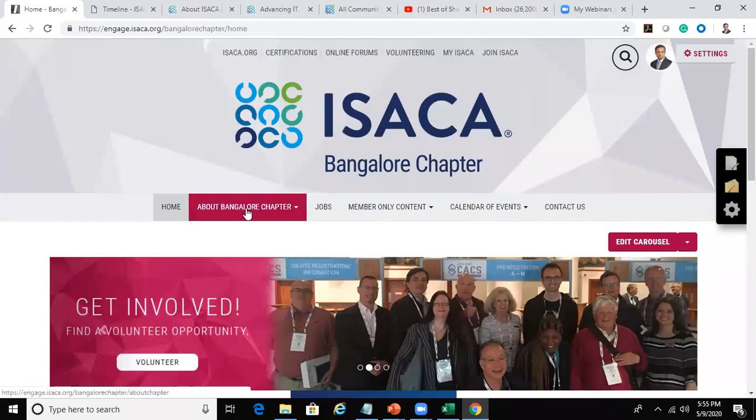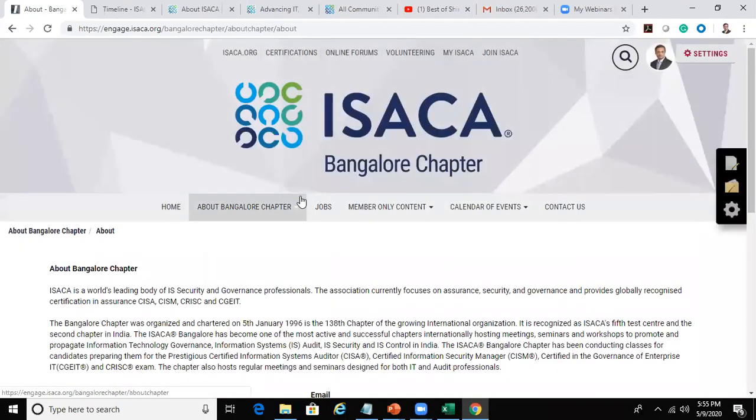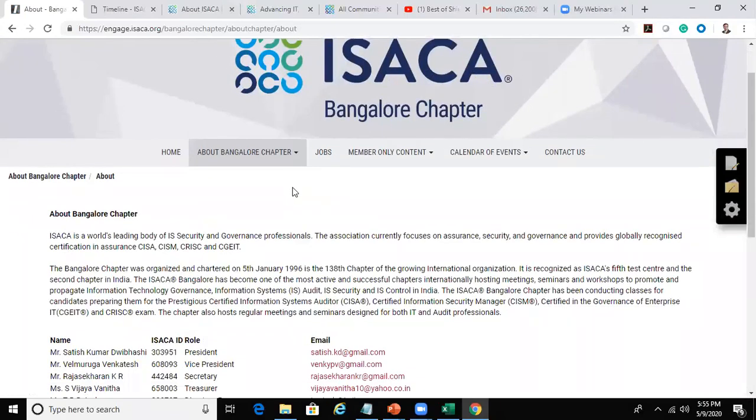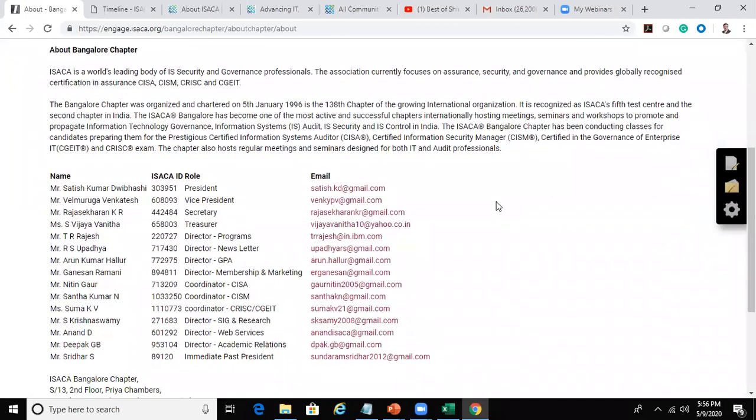So quickly, not spending too much time on the Bangalore chapter. You can see it was in fact formed in '96, so it's a very old chapter. Now you can understand. This is the 138th chapter globally, of course. Every year we have the board formation somewhere around October, along with the AGM.